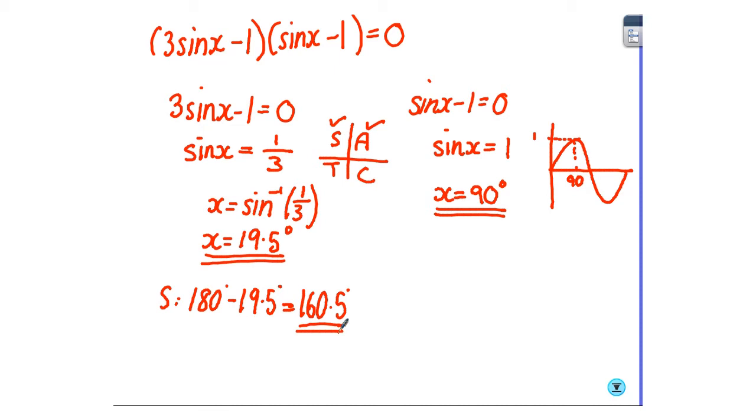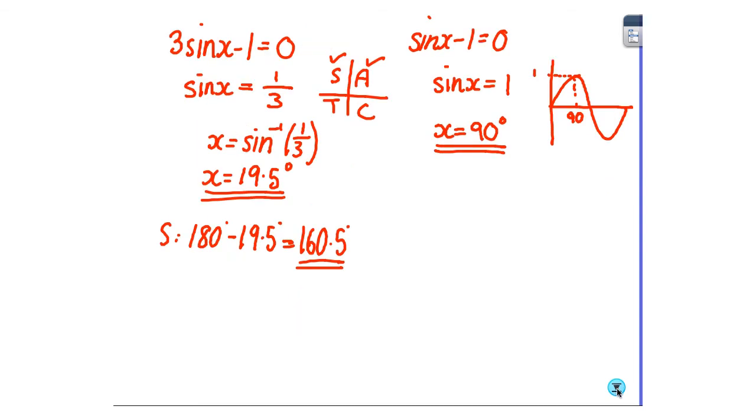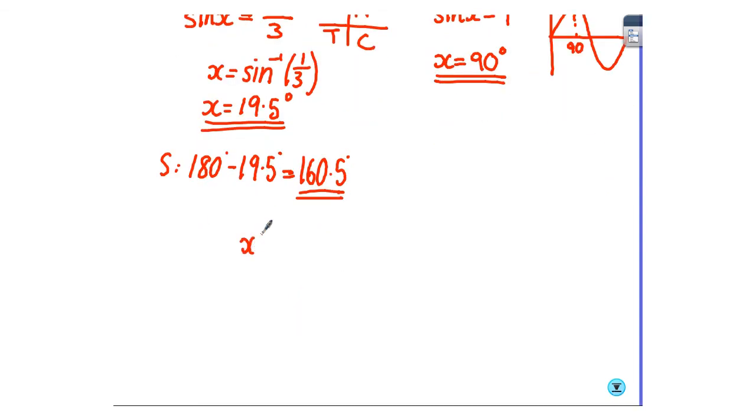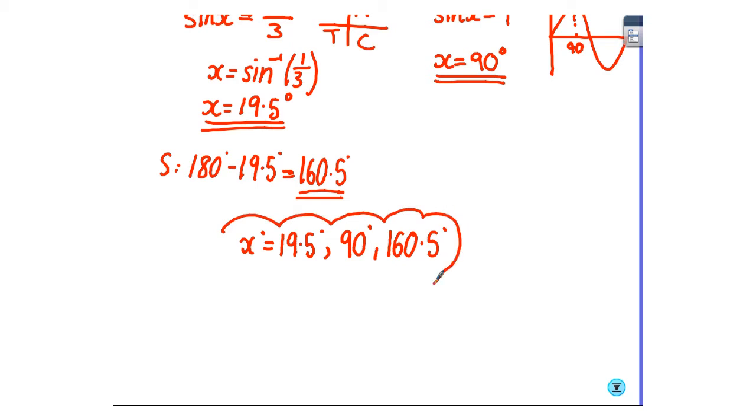I'm going to bring that together at the end and state all of our solutions. So we have the 19.5 and the 160.5 from the first equation, and we've got 90 from the second. Because all of these solutions were for x, they weren't for 2x or 3x or 4x or a half x or anything like that. We don't need any additional solutions, we only have the three solutions that we've got there.